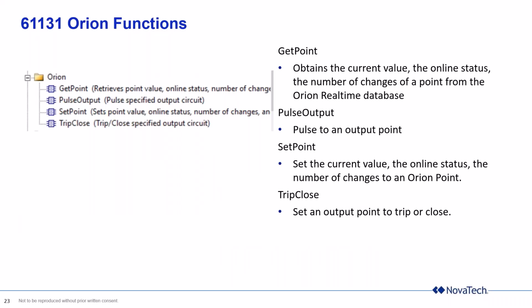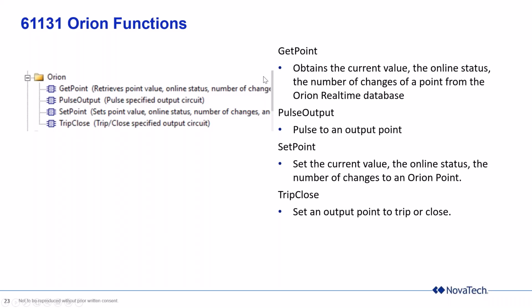61131 is designed for PLCs. So PLCs commonly don't use communication protocols, right? And if they do, it's their own communication protocol, and sometimes it might be Modbus. Say, for example, you want to control a DNP point on a device that's connected to the Orion. If you want to do that, you will need a way to communicate to that device. That's why we came up with Orion functions. So we have get point, pulse output, set point, and trip close.